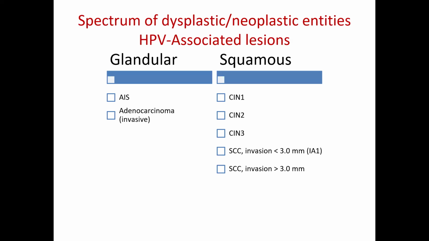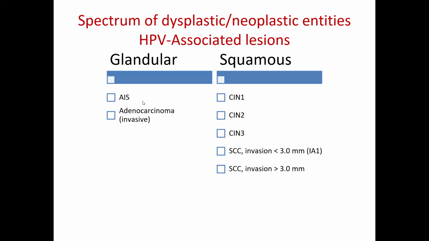And then beyond that, you have invasive squamous cell carcinoma, and we classify it into invasion less than 3 millimeters, which is stage 1A1, or invasion more than 3 millimeters, which is beyond that. Why is this distinction important? Because this is the line that decides whether the patient should have lymphadenectomy or not. You will discuss that when you talk about squamous epithelium.